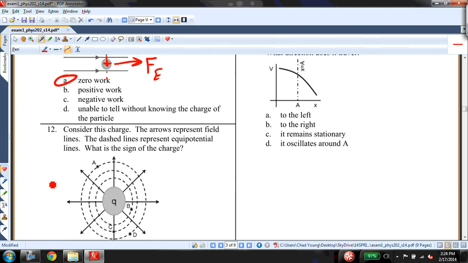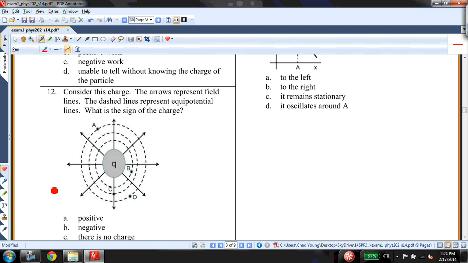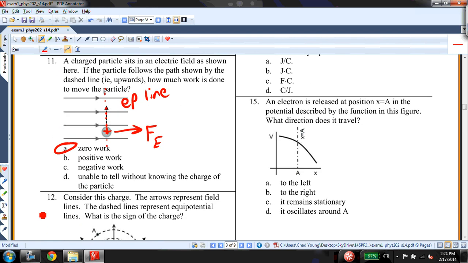Consider this charge. The arrows represent field lines. The dashed lines represent equal potential lines. What is the sign of the charge? Field lines are coming out, so it's positive.